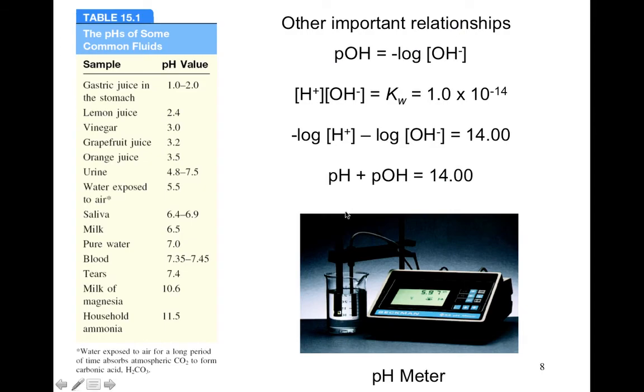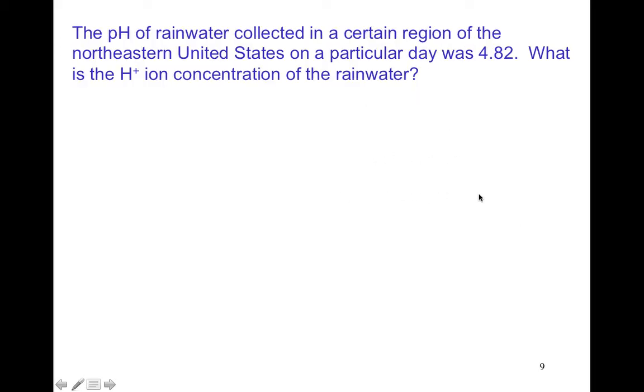Oh, you should write this down. That's important. It's very, very helpful. All right, so let's look at a problem here. We take a pH of rainwater. We get 4.82, a little on the acidic side there. What's the hydrogen concentration of the rainwater?